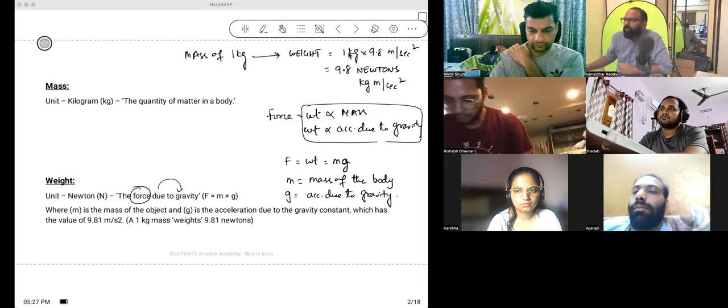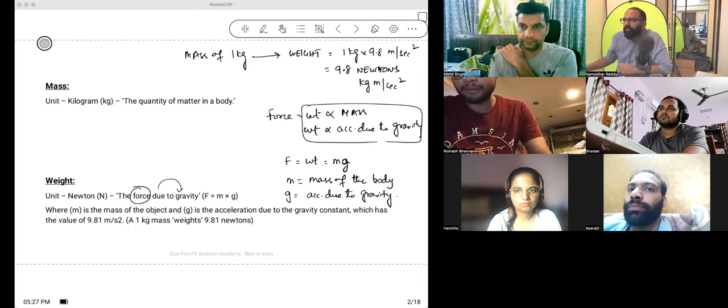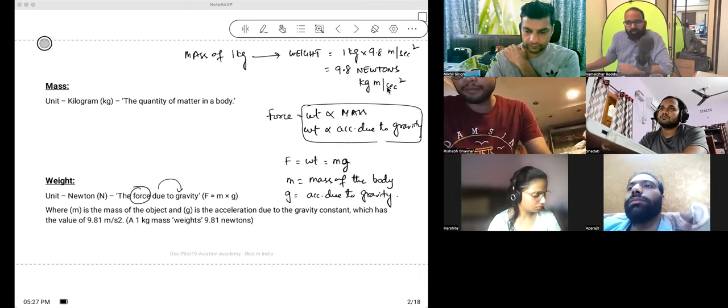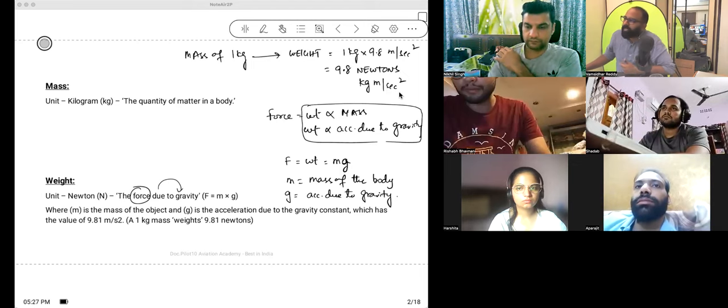So 1 newton is also called kg meter per second square, multiplying kgs by meter into second square. So these are the units of weight. You can call it newtons, or you can call it kg meter per second square. How many of you understood?